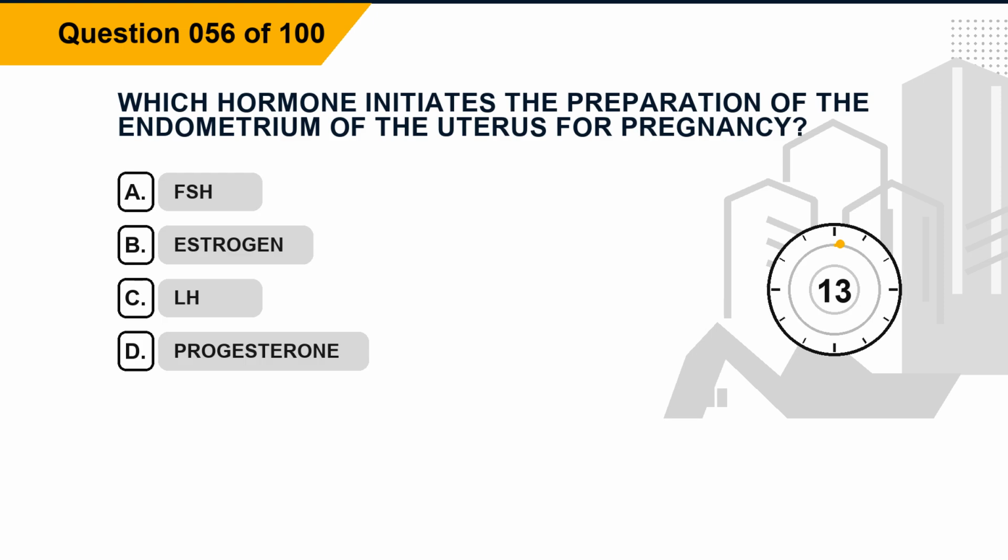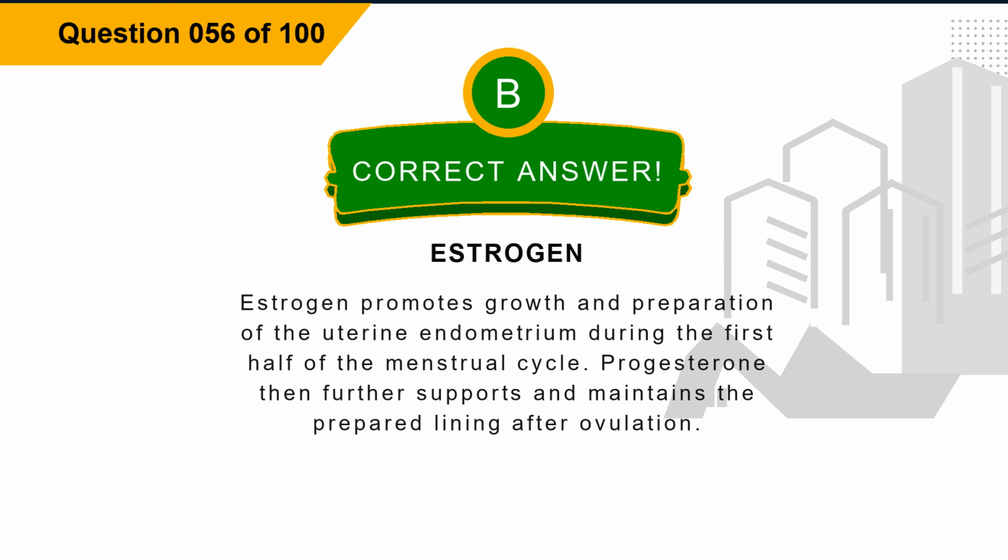Question 56. Which hormone initiates the preparation of the endometrium of the uterus for pregnancy? Option A, FSH. Option B, estrogen. Option C, LH. Option D, progesterone. The correct answer is option B, estrogen.